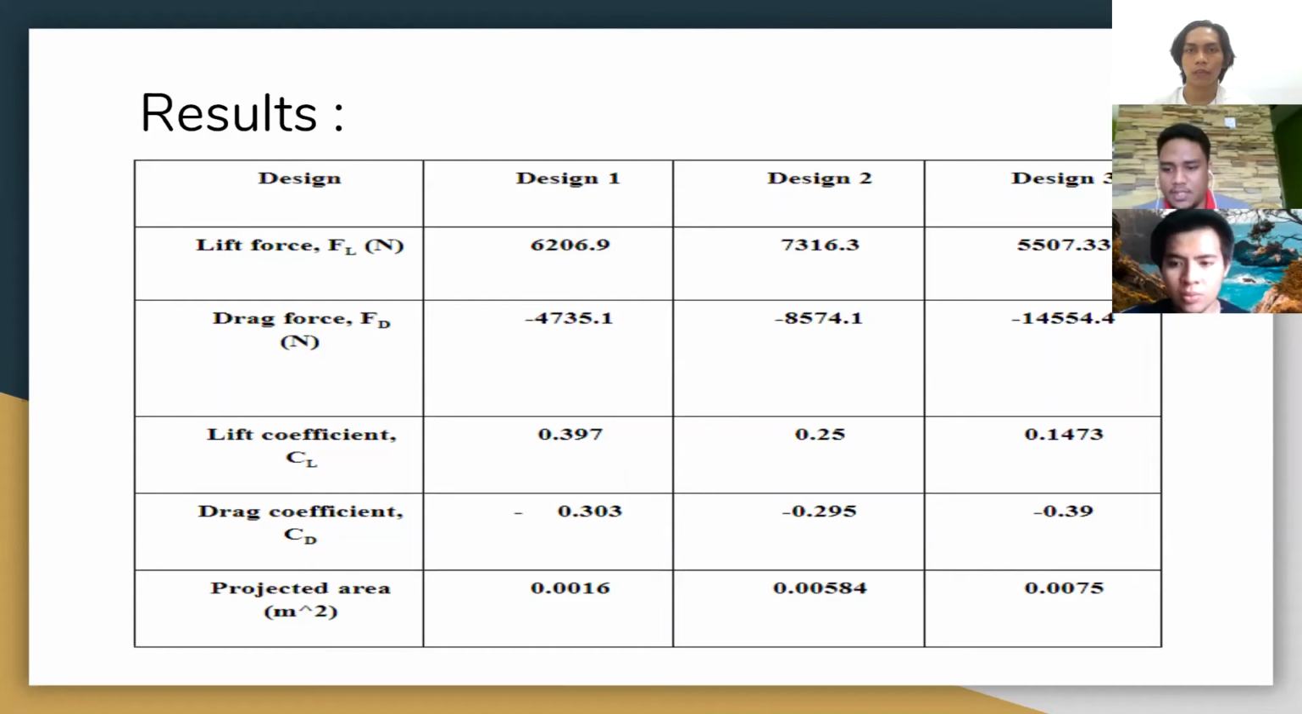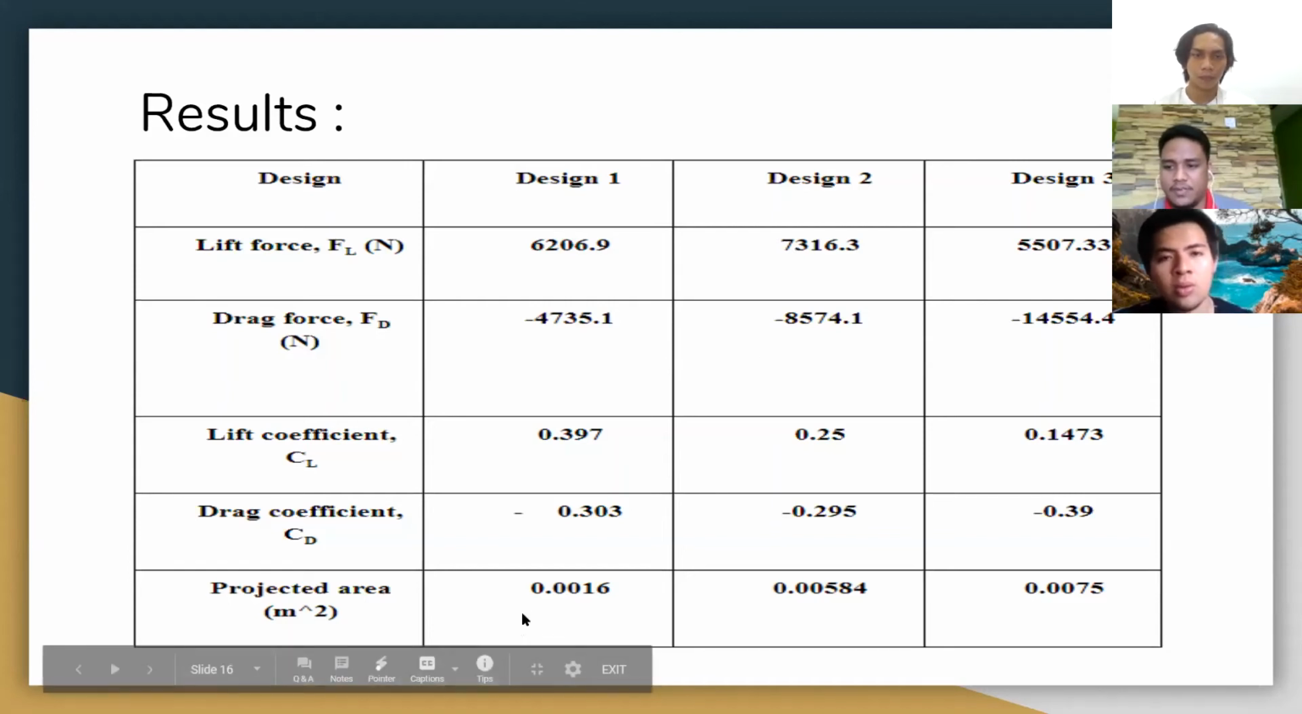The lift coefficient is 0.25. The drag coefficient is negative 0.295 and the projected area is 0.00584. So for the last design, the third design, you can see that the lift force is 5507.33.